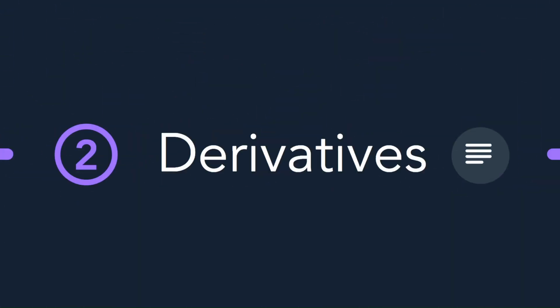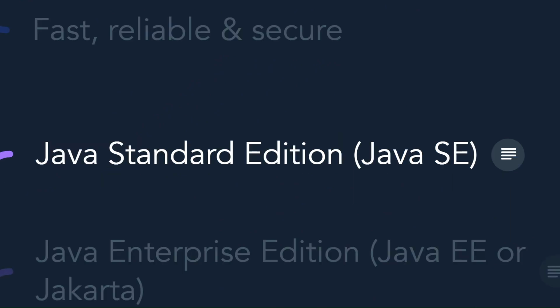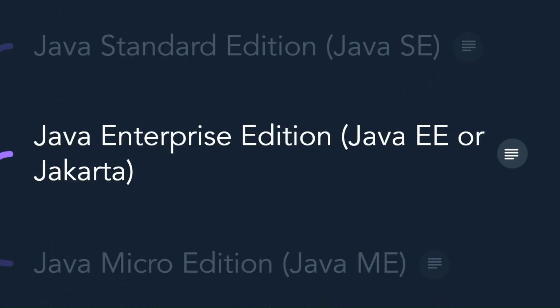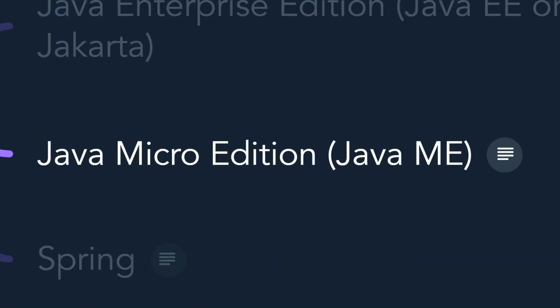Next, we have derivatives. What all do we have from Java? Of course, we have Java Standard Edition, Java Enterprise Edition or Jakarta, Java Micro Edition, and several other derivatives like Android, Quarkus, Gradle. Java Standard Edition is the core Java platform and is used for general-purpose programming. It includes AWT, Swing for GUI, networking and multi-threading. Enterprise Edition is mostly used for distributed applications and web services. And Micro Edition is for mobile applications and embedded devices like IoT, etc.